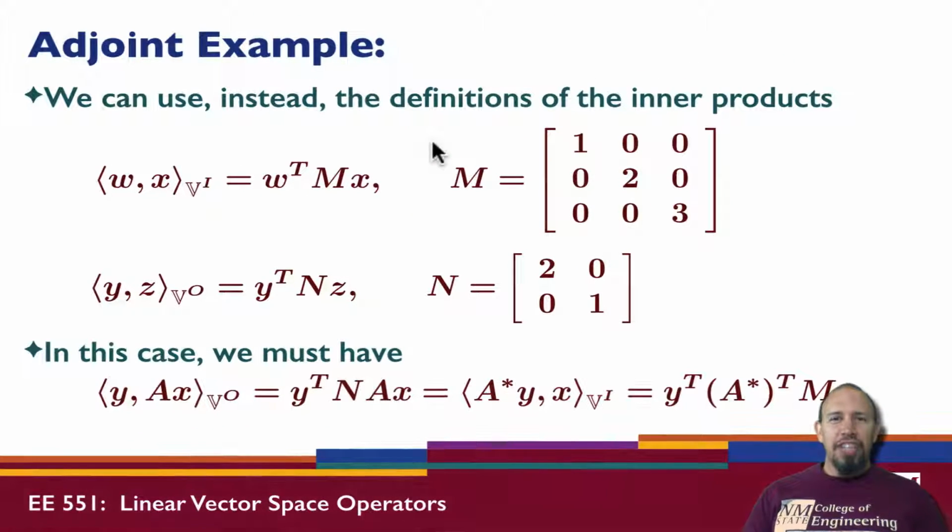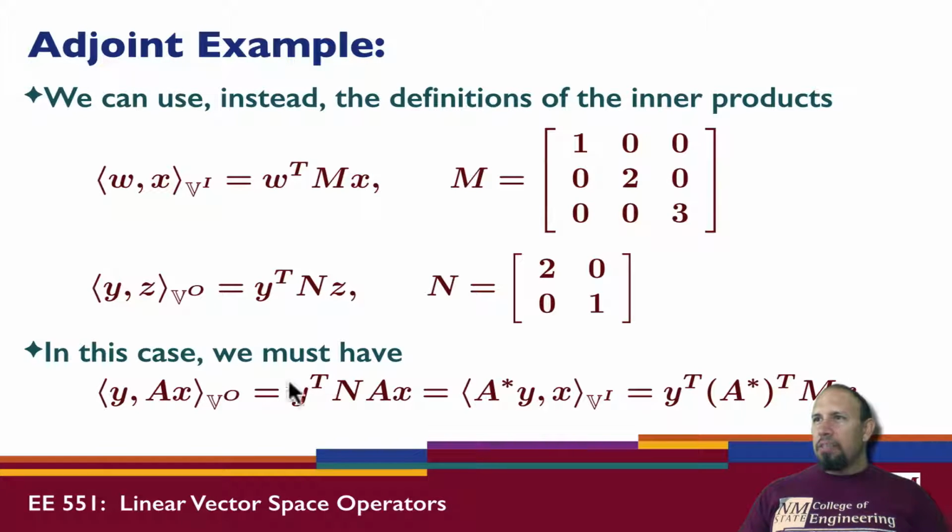What happens if we change the definitions of inner products? If instead we use these definitions, instead of having W transpose X, we have W transpose M times X. I can go through and show that this defines an inner product on the input space. I can define an inner product on the output space this way for another matrix N. And I can show that this indeed satisfies the 4 defining properties for an inner product.